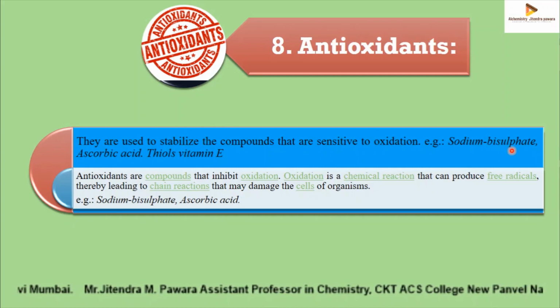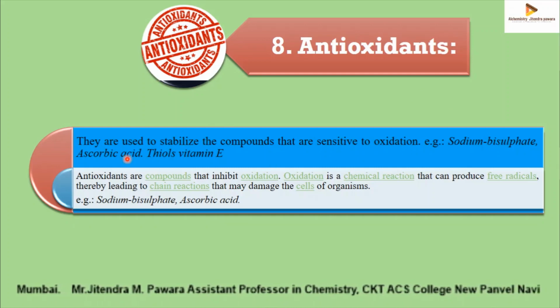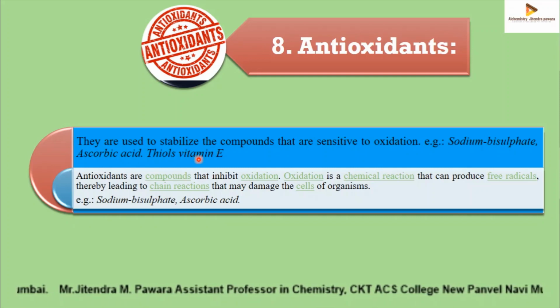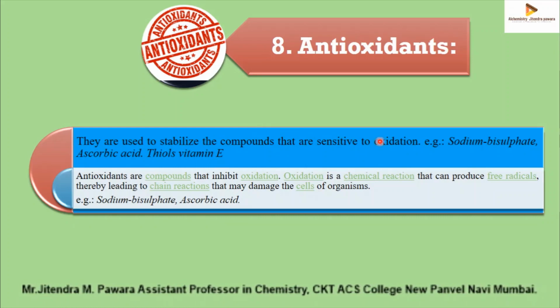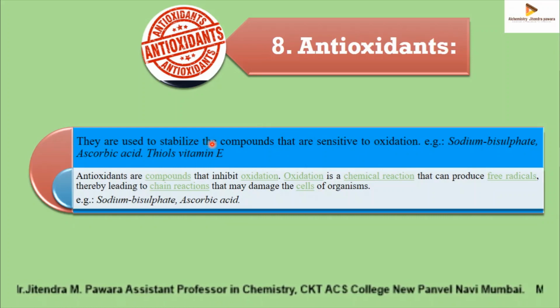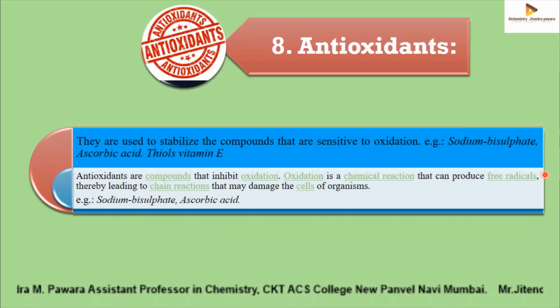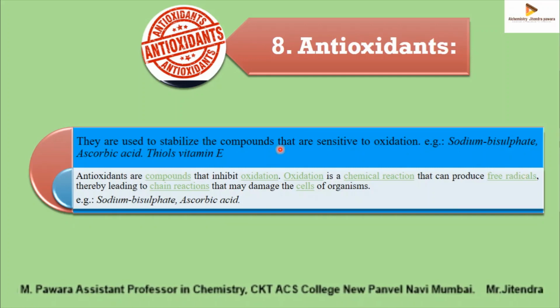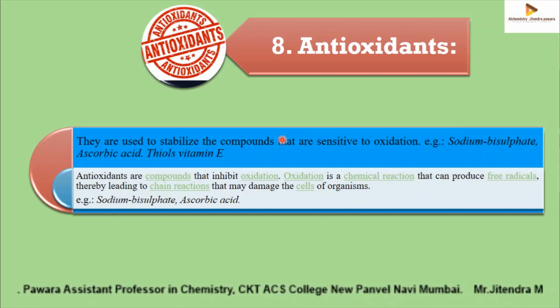For example, sodium bisulfate, ascorbic acid, thiols and vitamin E. These are the antioxidants which are used to stabilize the compounds that are sensitive to oxidation, which is the drug. Drugs are oxygen sensitive agents. So the role of this antioxidant is what? It reduces the oxidation of those drugs.